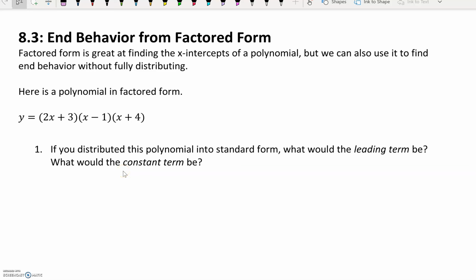So we've looked at how to find the end behavior when a function is written in standard form. And what we need is we need to know the degree of the function as well as the leading coefficient. But what happens when the function is written in factored form? Okay? We can still do the same thing.